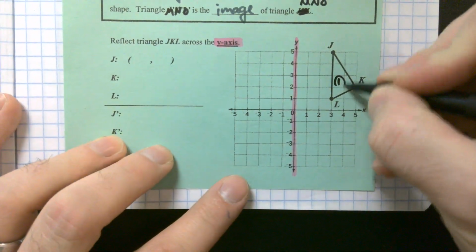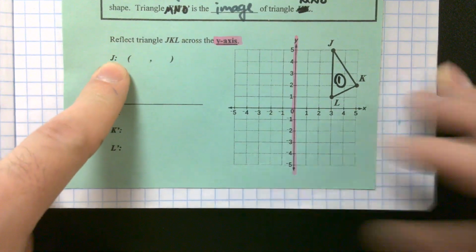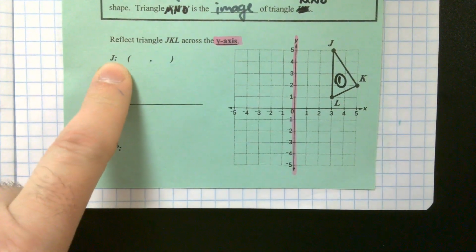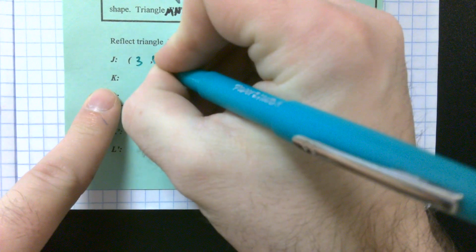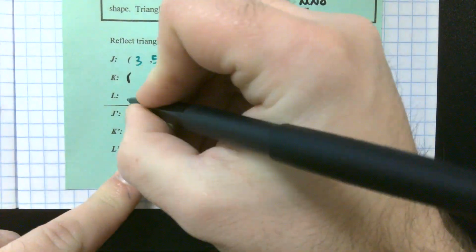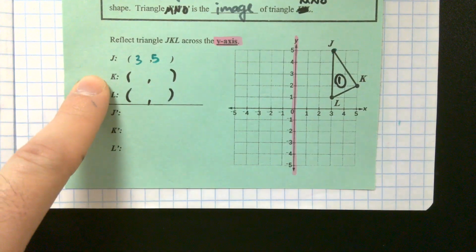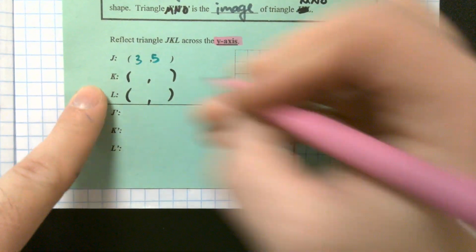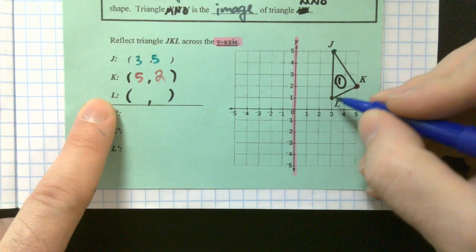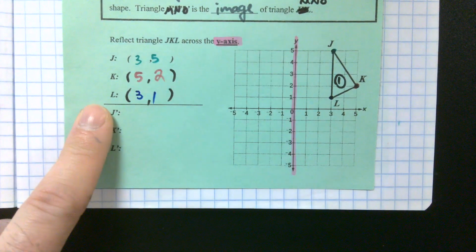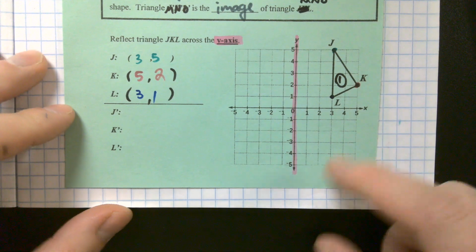I'm going to put a 1 inside of my JKL. What are my coordinates here for J? This top point up here. What are those coordinates? 3, 5. What about point K? Where's point K? You said what? 5, 2. Good. And point L? 3, 1. Got to be real quick with our coordinates now, like I said.